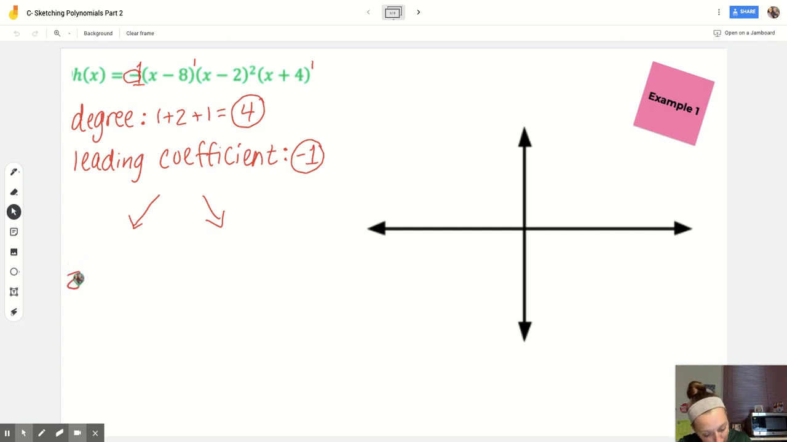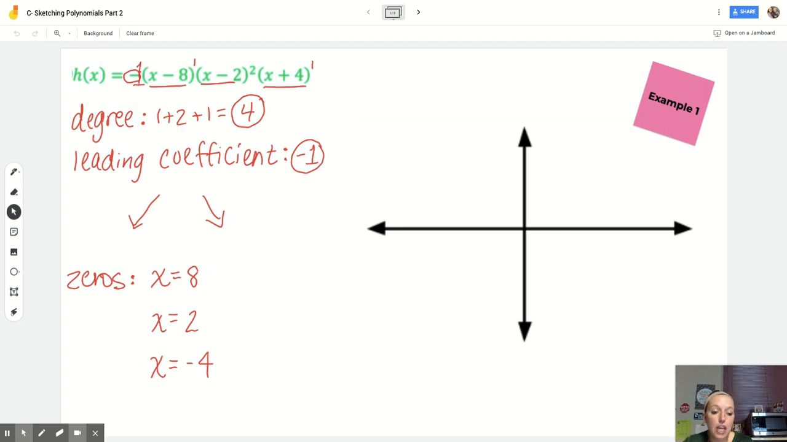So I need my zeros. Take each factor and figure out what x would have to be to make that 0. So my first factor, x minus 8. If x was 8, that would give me 0. My second factor, x minus 2. If x was 2, that would give me 0. And my third factor, x plus 4. If x was -4, that would give me 0. So those are my zeros.